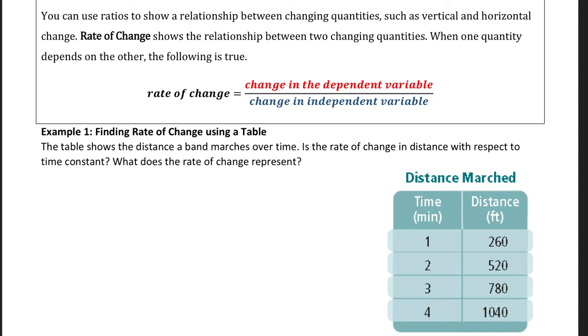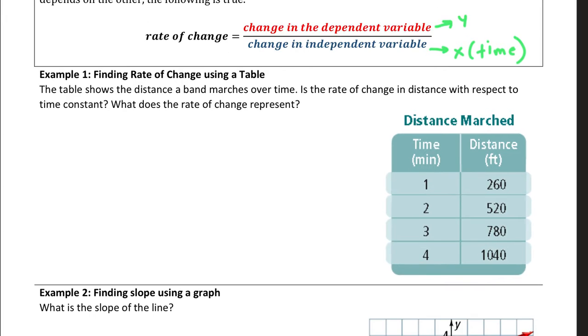The rate of change is the change in the dependent variable, which is usually a y value, so the change in y, over the change in the independent variable, x, which is usually time. Most of the time, when we do a rate of change, time will be on the bottom. The change in time will be on the bottom.